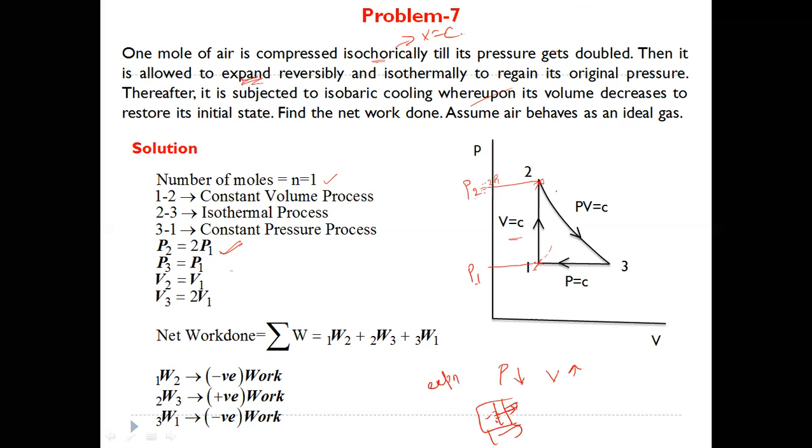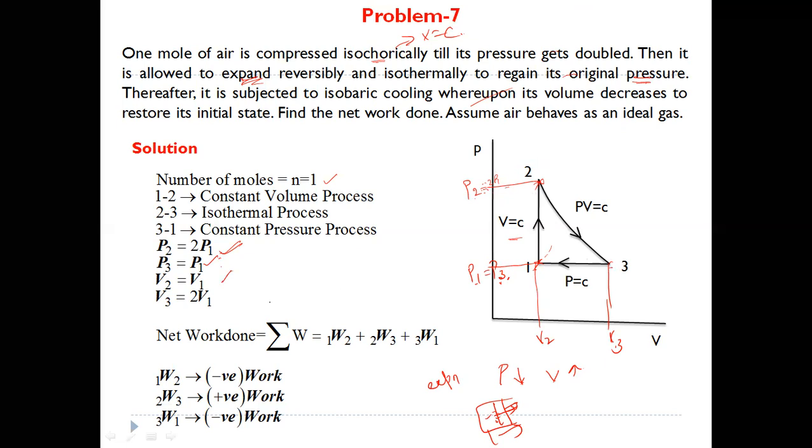So the volume increases here from V2 to V3 and the pressure decreases again from P2 to P1 because it is expanded reversibly to regain its original pressure. Original pressure means P1. So up to P1 it has expanded. So P1 is equal to P3. So that's what I have written here.